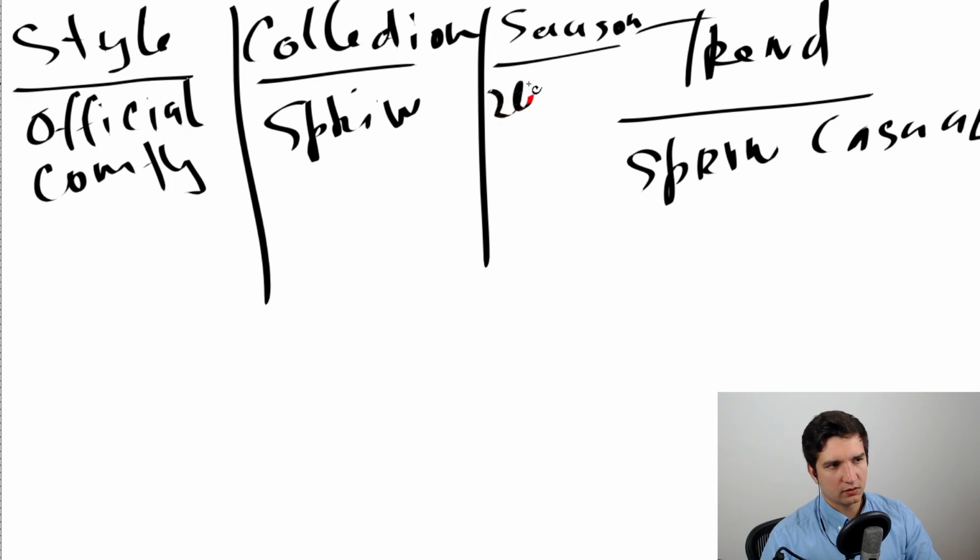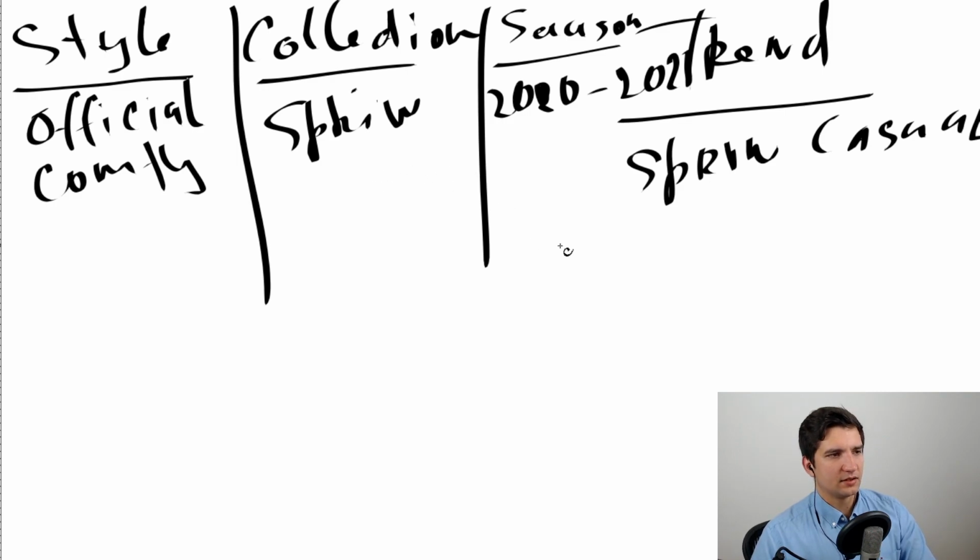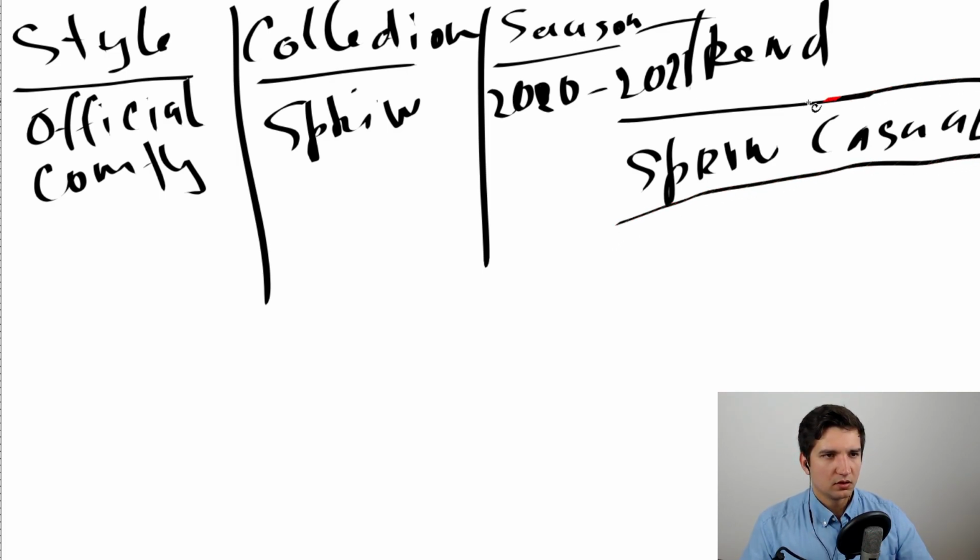And some of those combinations of options plus, let's say, collection for spring and season, let's say 2020/2021. And then, based on various combinations of attributes, you might want to create a new filter, because if a product matches official style or comfy style, and it's in the spring collection, and it is from this season, then you want to put it, let's say, under the filter.